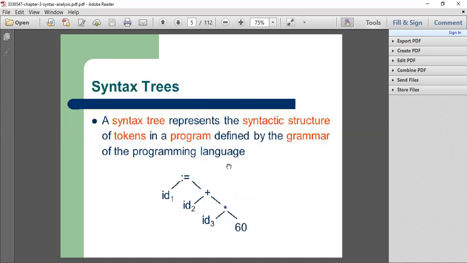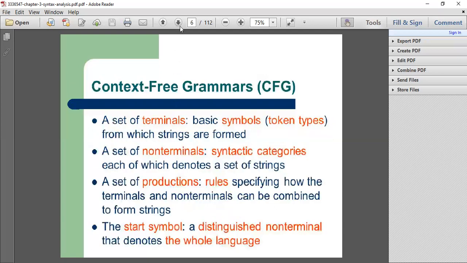So what is a syntax tree? It is nothing but a parse tree which represents the syntactical structure of tokens in a program, as defined by the grammar of the language. So this is an example of our syntax tree.